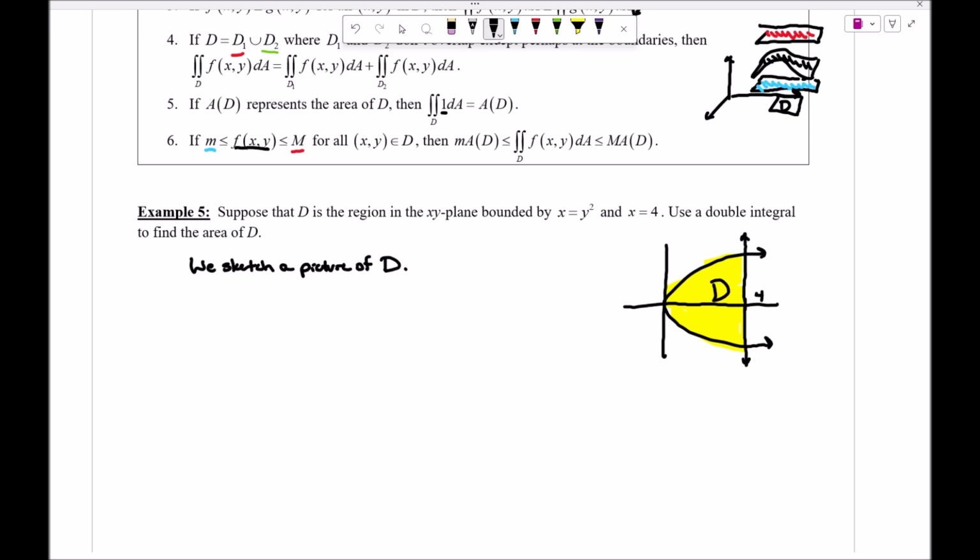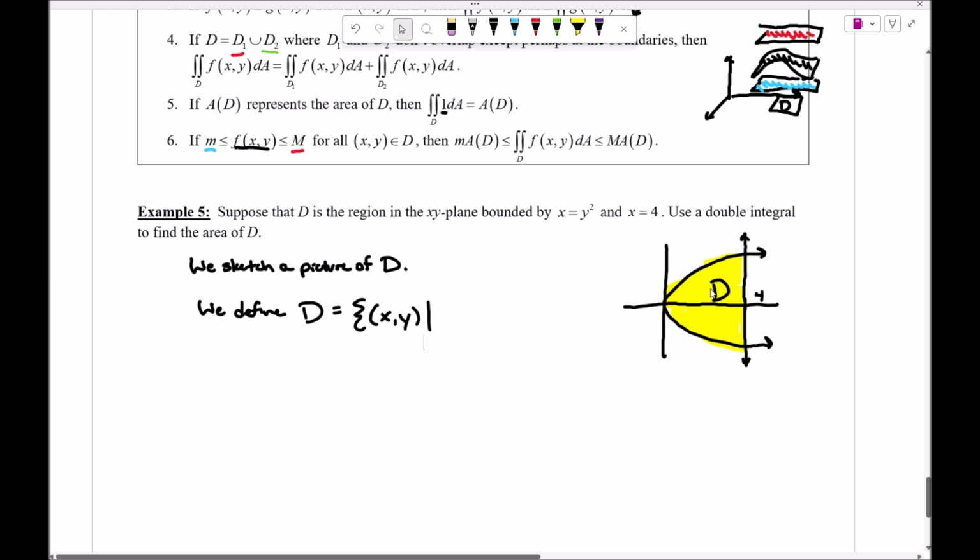And I need to think about how to define D. So I'll say we define D to be equal to a bunch of points x comma y such that, and now I need to think about if I want to view D as having a top function and a bottom function bounding it, or if I want to see it as a left function, right function. In this case, I actually think it's easier to imagine it as a left function and a right function.